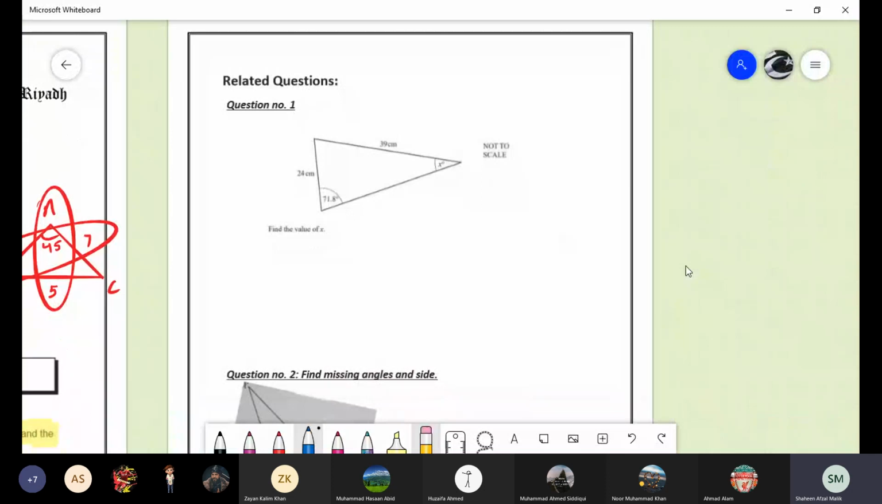Yes, boys. As the triangle is not already labeled, it's better to label the triangle. When you are going to label the triangle, we can name it as A, B, C. Now, can you tell me which side is 39? A. Which side is 24? C. So we can say that we have one complete pair and one half pair.